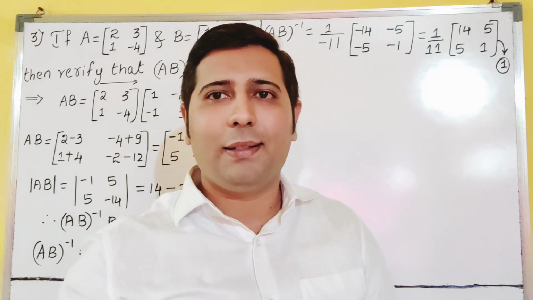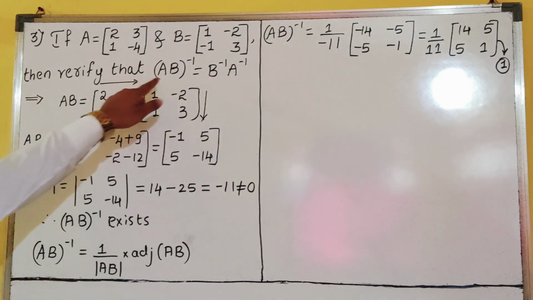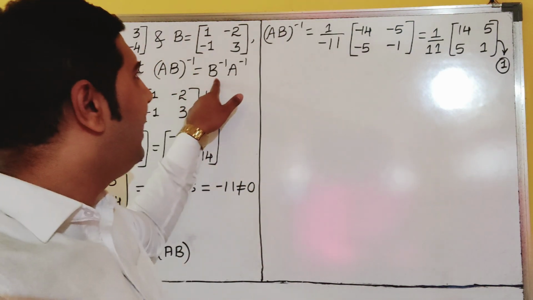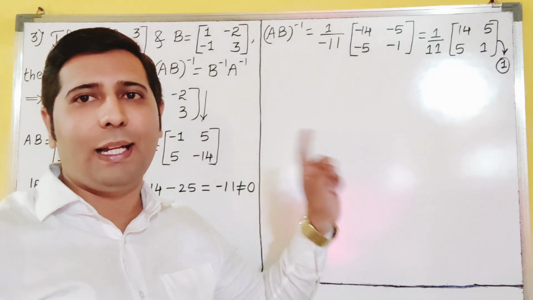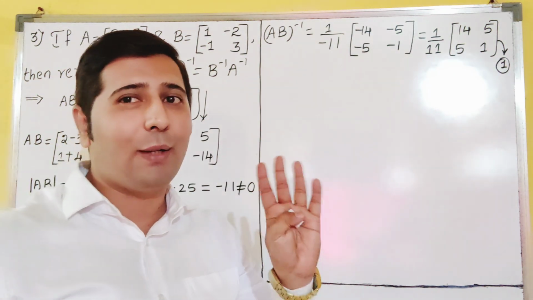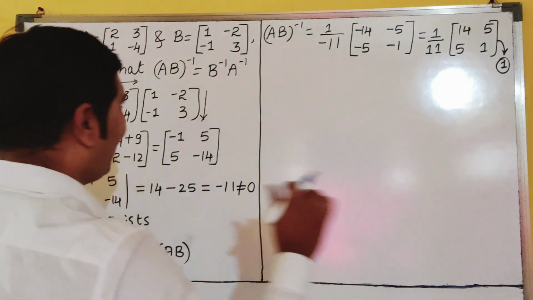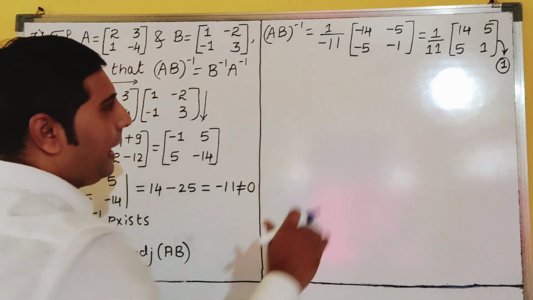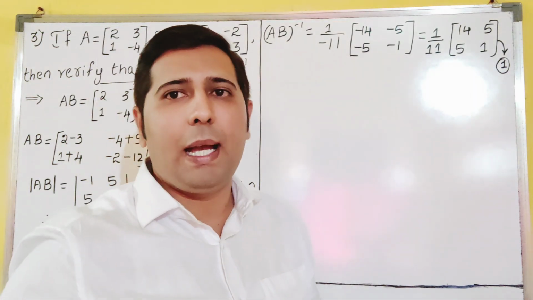(AB) inverse, I got this. Verify that. If you are getting (AB) inverse like this, then B inverse into A inverse, 100% you will get this only. This is a 4-mark question, dear students. Keep in mind, in the board exam they may ask this, or the other two sums I had solved. They may ask that also.